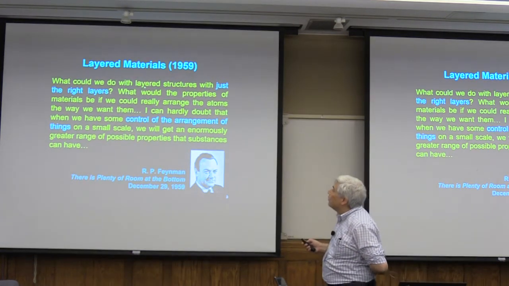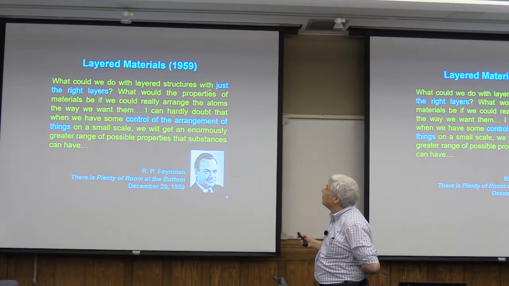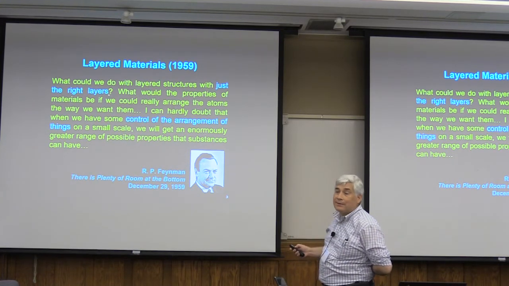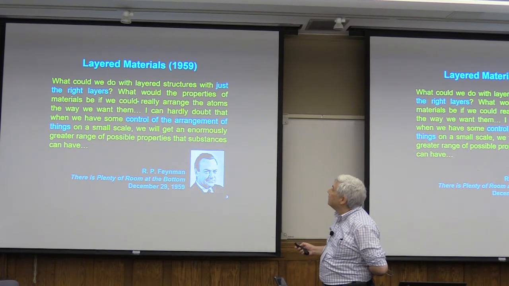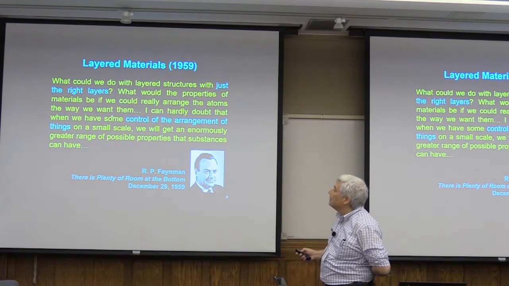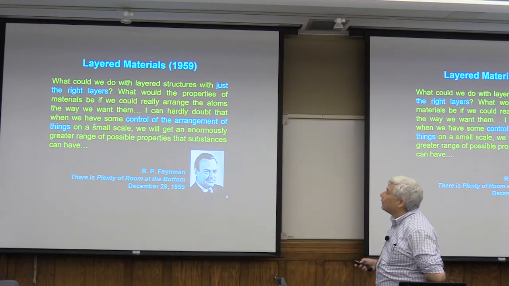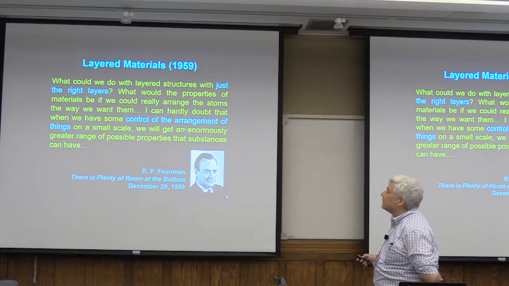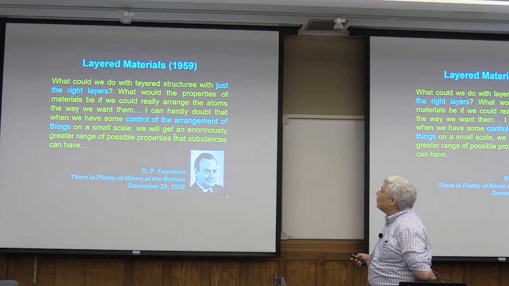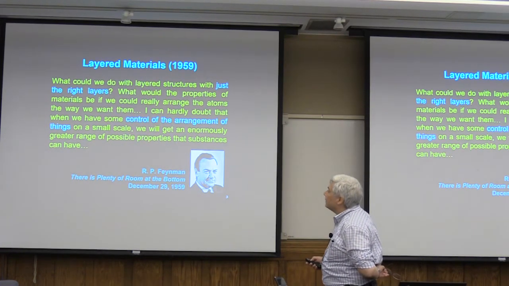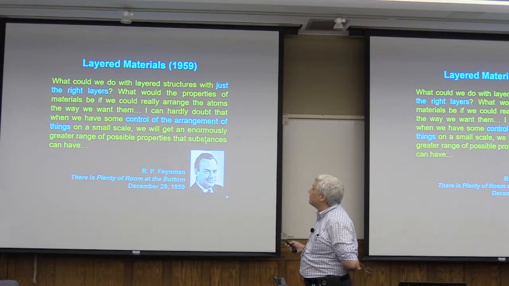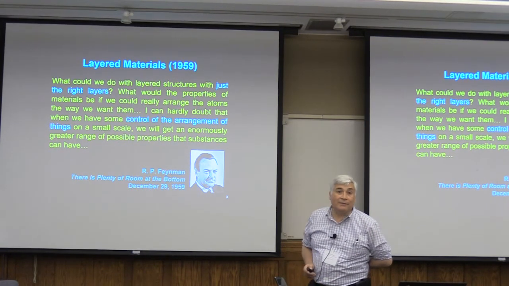What could we do with layer structures with just the right layers? What would the properties of materials be if we could really arrange the atoms in the way we want them? I can hardly doubt that when we have some control of the arrangement of things on a small scale, we can get an enormously greater range of possible properties that substances can have.